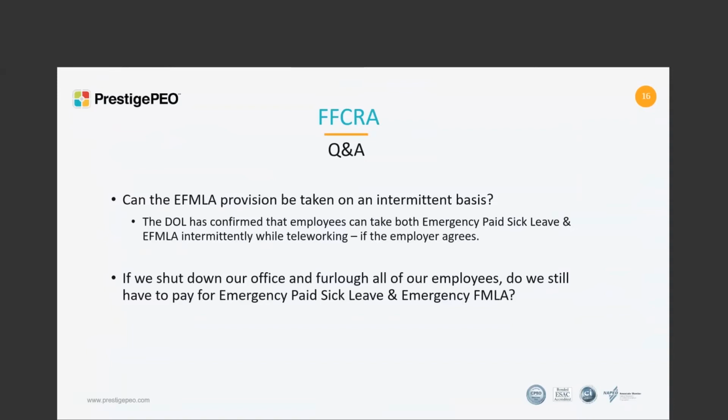Yes, the DOL has confirmed that employees can take both emergency paid sick leave and the emergency FMLA leaves intermittently while teleworking or working remotely. The important takeaway from this is that the employer does have to agree to this setup. It's not just automatic.